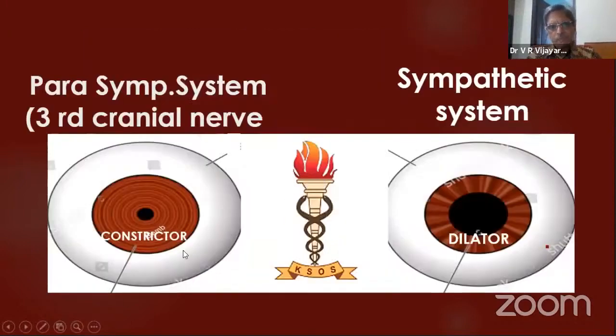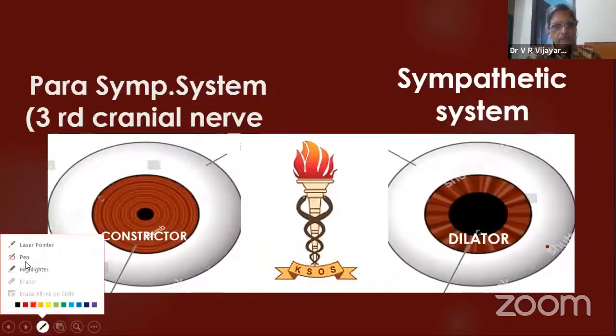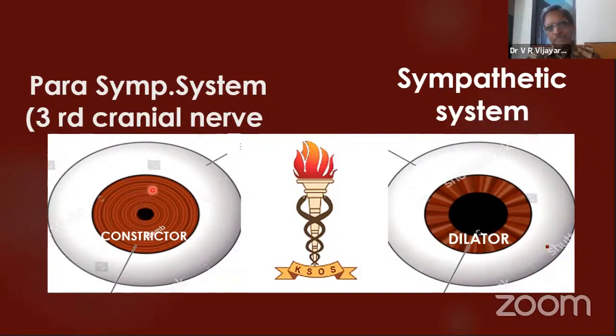Now, if you see the pupil, this is the constrictor muscle around the pupil, and this is the dilator muscle, which is radially arranged. The constrictor muscle is supplied by parasympathetics, that is the third cranial nerve, the oculomotor nerve, whereas the dilator is supplied by the sympathetic system, starting from the hypothalamus, coming down to the spinal cord. That's a long pathway, so it can get affected anywhere. That's the importance of knowing all these pathways.